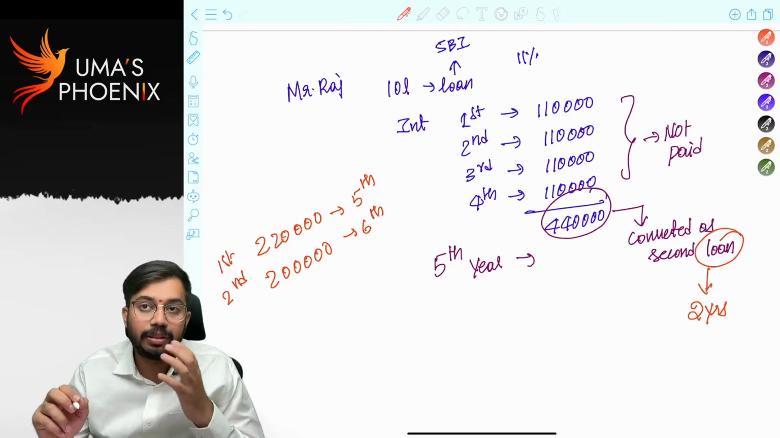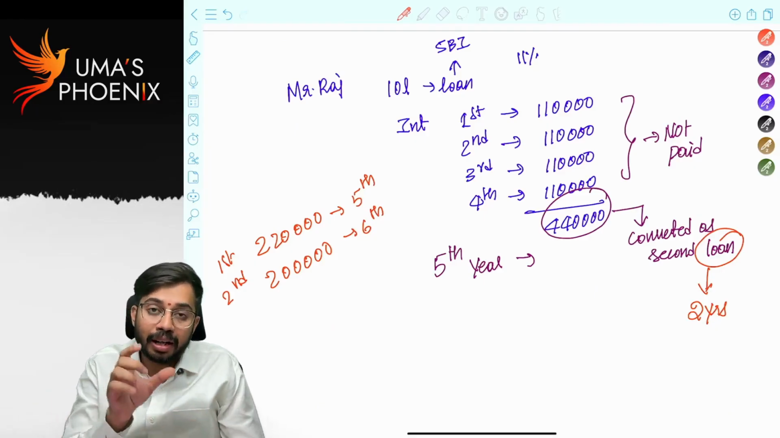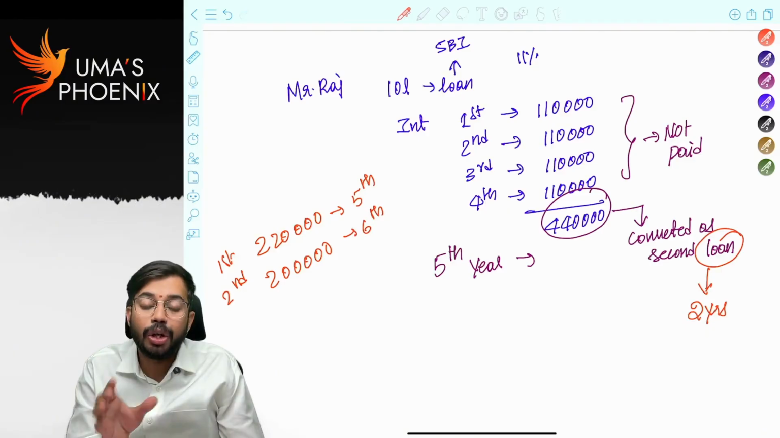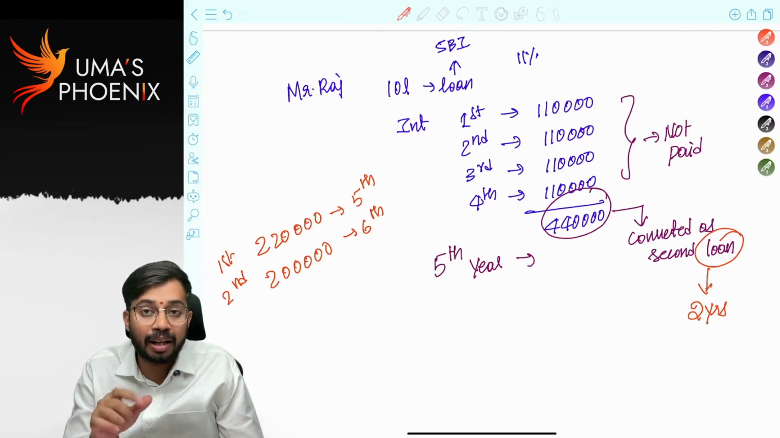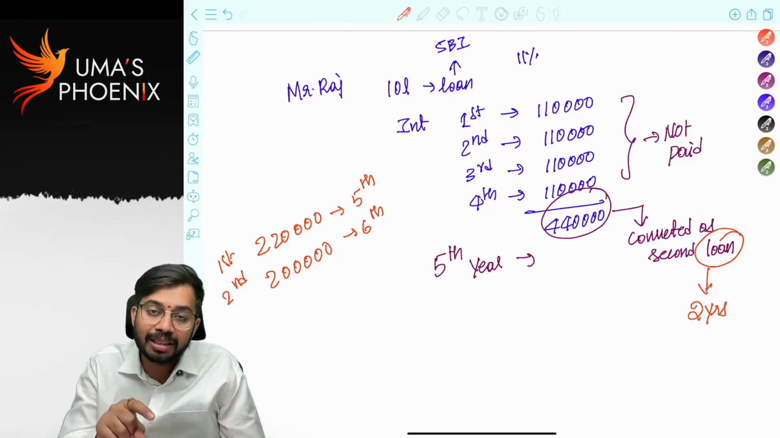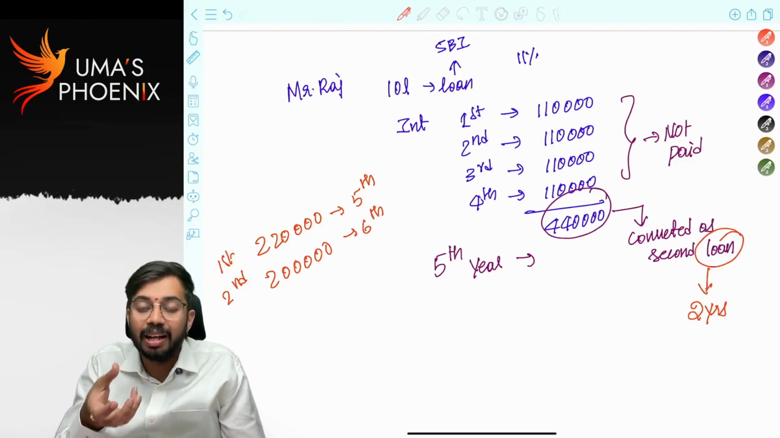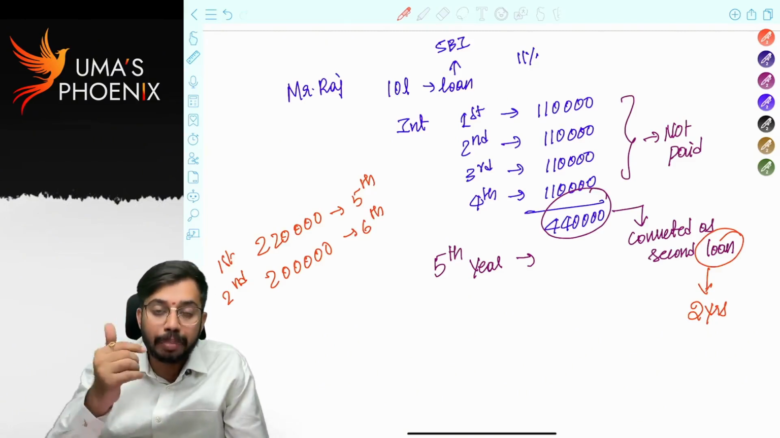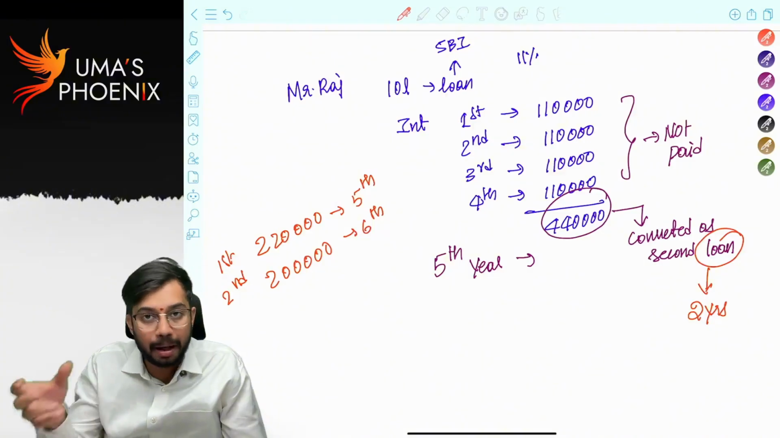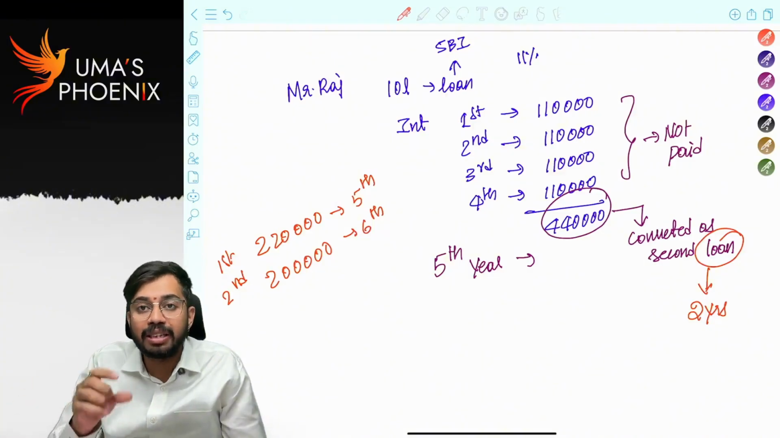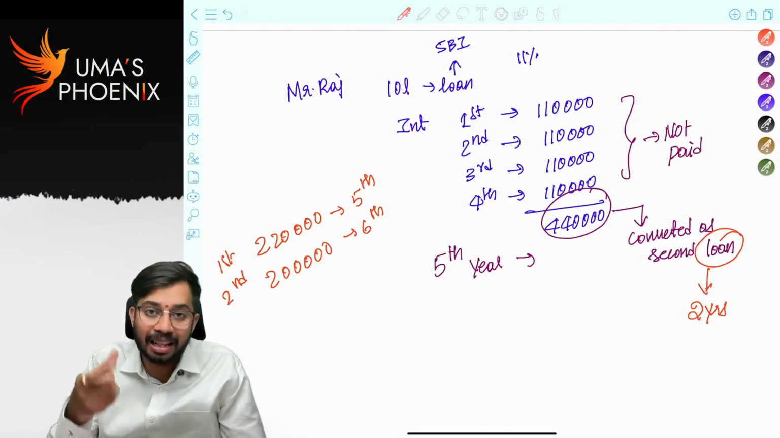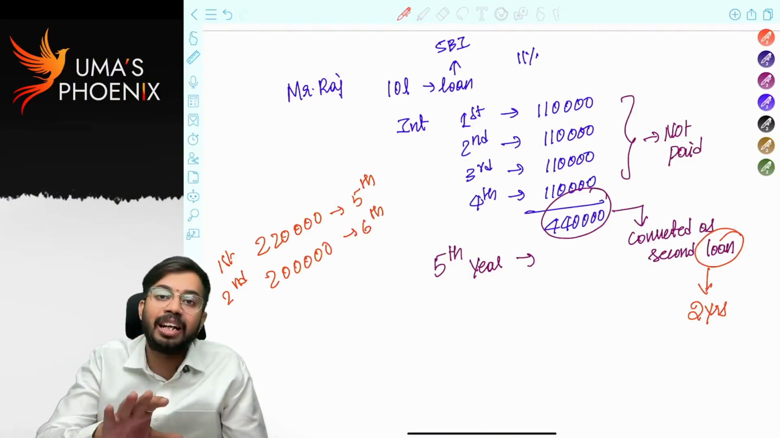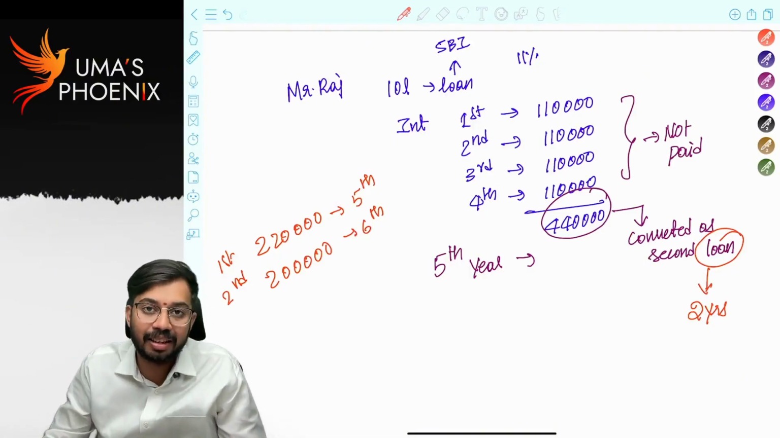Is it clear? So just because interest amount is converted into loan, you cannot consider it as interest paid and you should not claim it as deduction. In future, whatever the interest amount that is characterized as loan, if it is paid in the form of repayments, then the year in which that interest amount characterized as loan is paid, in that year it is allowed as deduction. Is it clear?